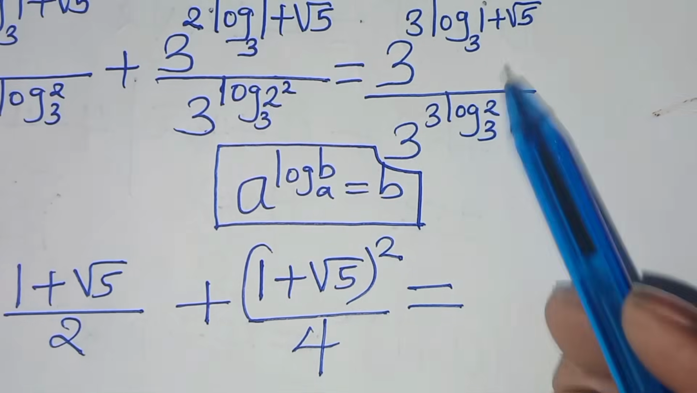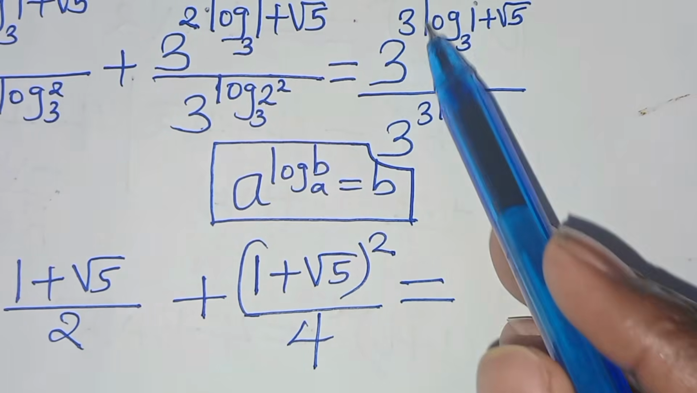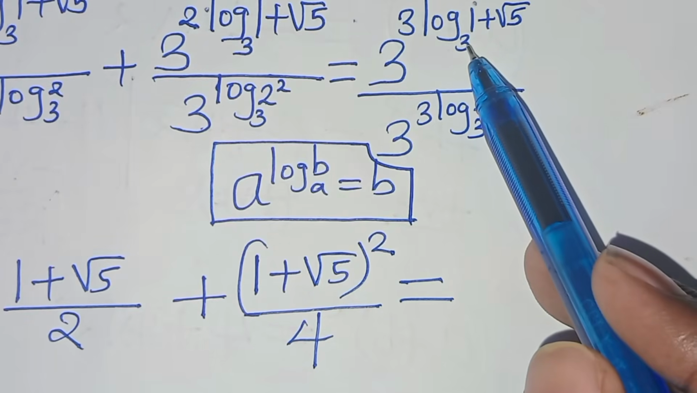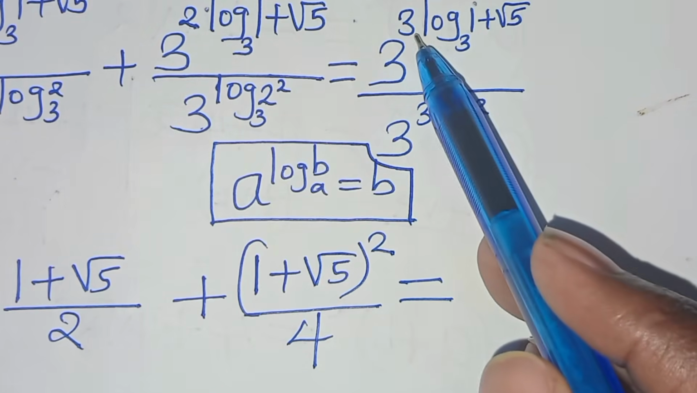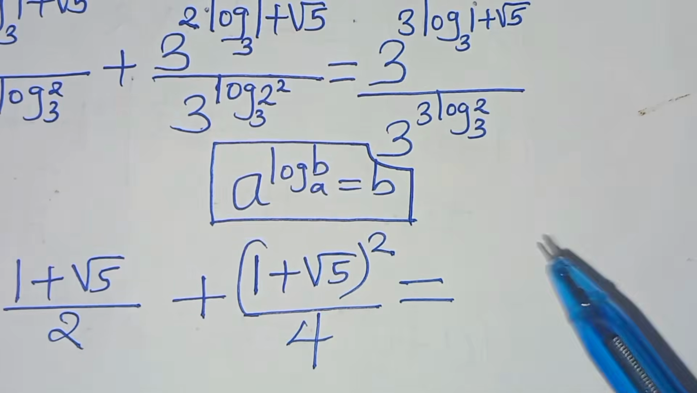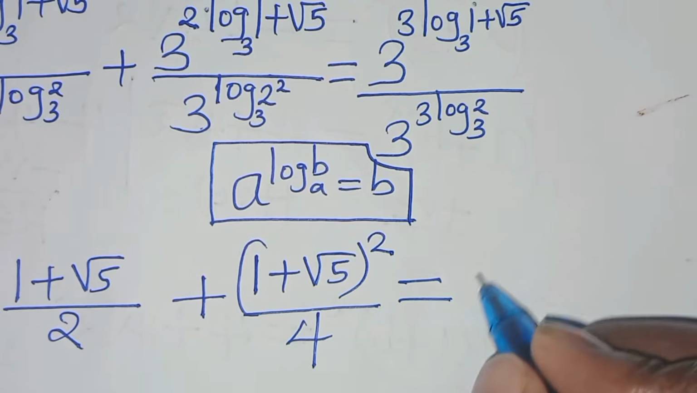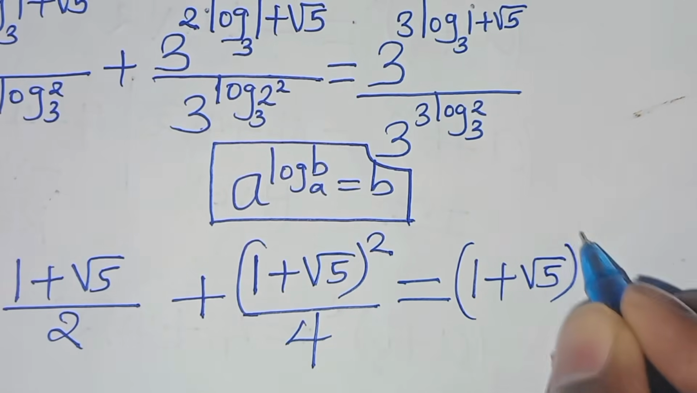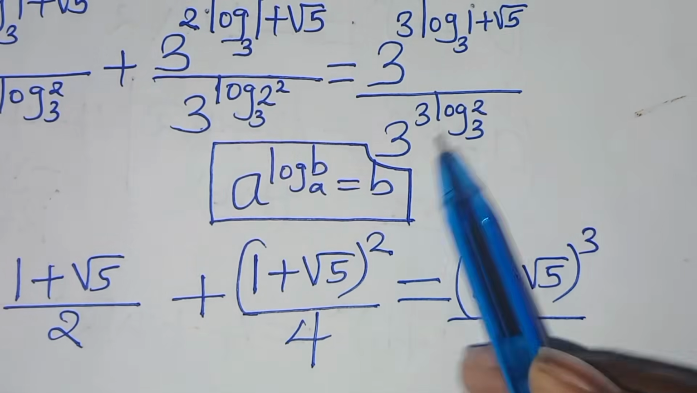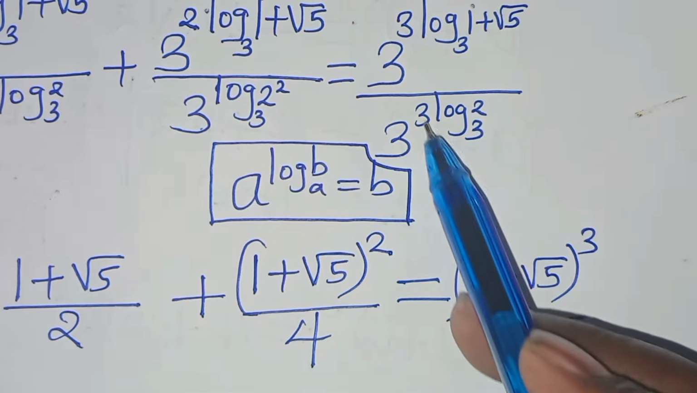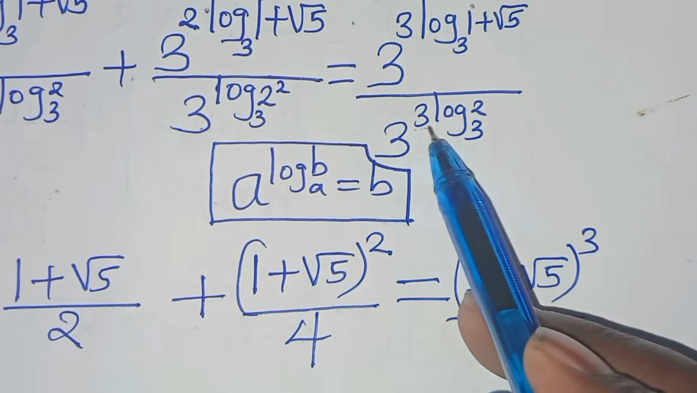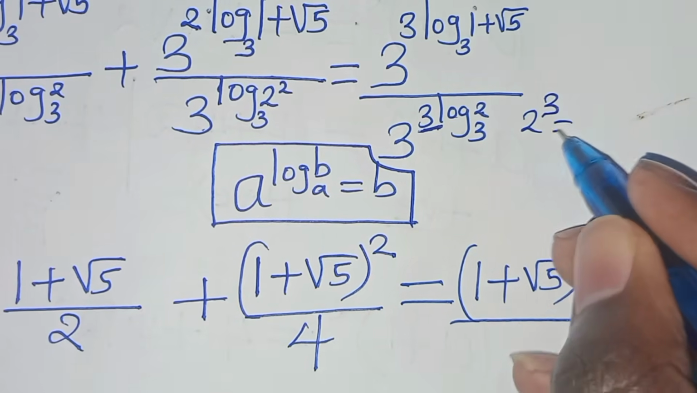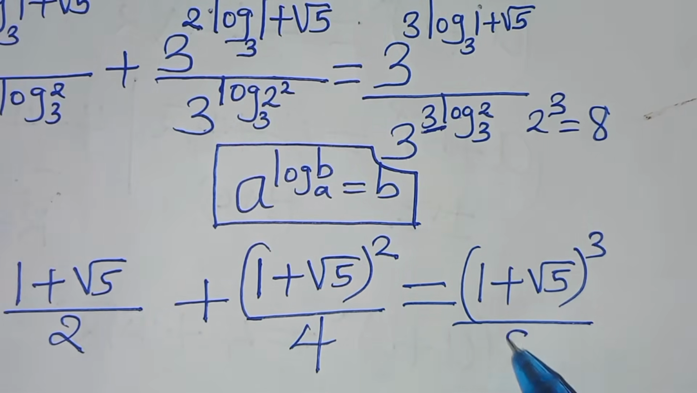This is equal to, now here on the right hand side we have 3 raised to the power 3 log 1 plus square root of 5 to base 3. So this implies that 3 is a power from here. So therefore we have 1 plus square root of 5 raised to the power of 3 divided by, in the denominator, 3 to the power of 3 log 2 to base 3. 3 is a power here, so we have 2 to the power of 3, and 2 to the power of 3 is 8. So divided by 8.